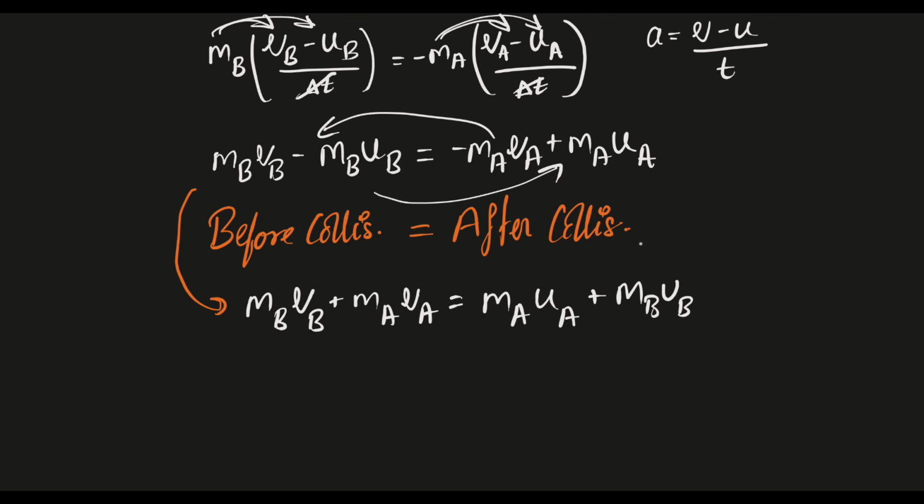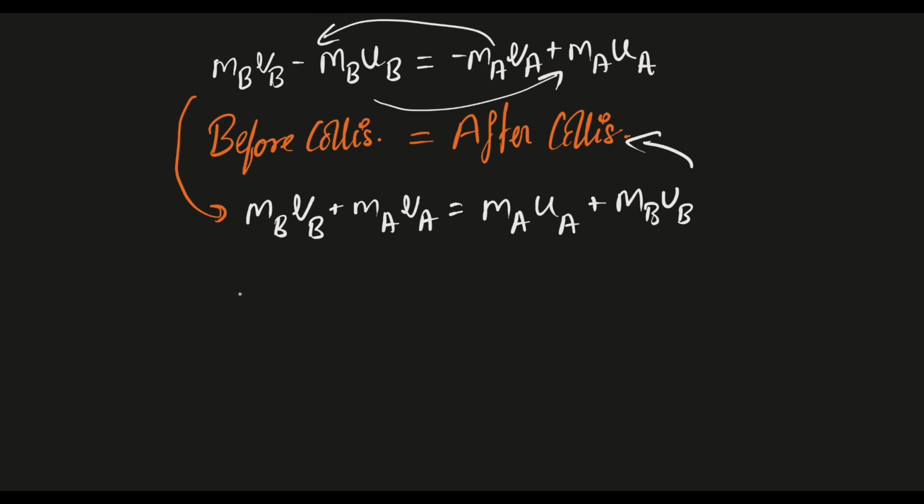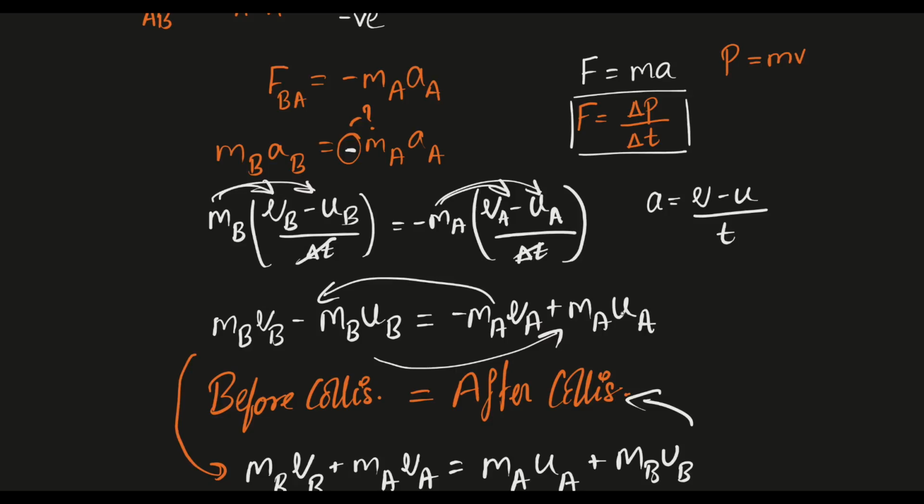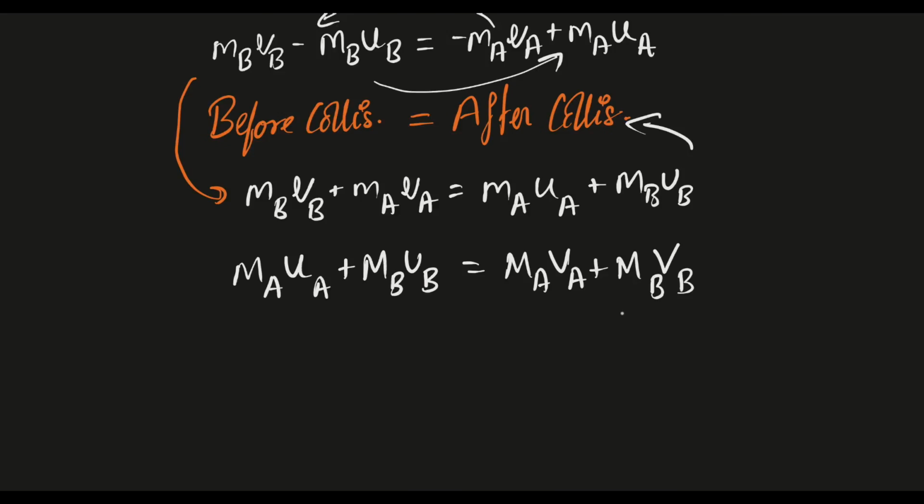Alright, now these are equal, so same stuff, but if you're willing to, let's just write that. MA UA plus MB UB is equal to MA VA plus, I'm sorry, MB VB. So yes, we found conservation of momentum is true and it's correct.